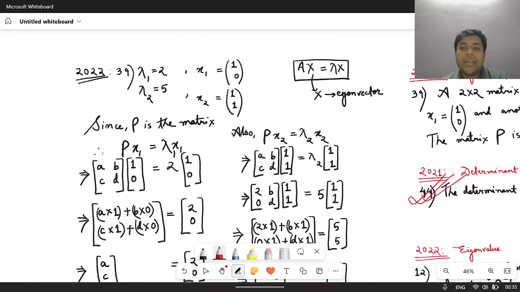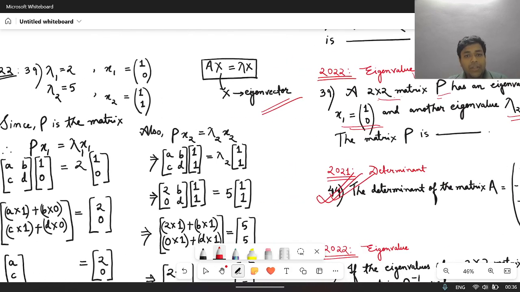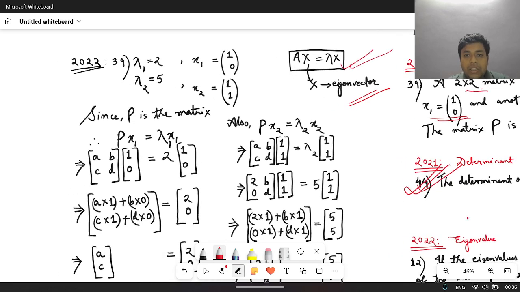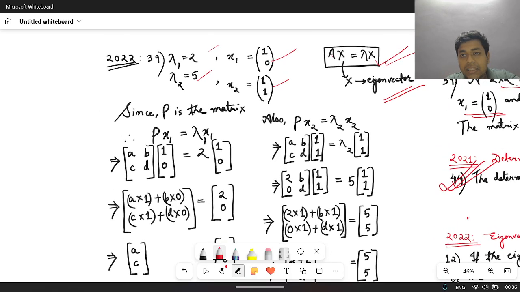See, the concept of eigenvectors will come here. The question given is that there is a 2x2 matrix P, with eigenvalues lambda 1 is 2 and lambda 2 is 5. Eigenvectors are also given. The first eigenvector x1 is 1 0, the second is 1 1. What will the matrix P be? Very easy because we will use this equation. Lambda 1 is 2, this is 5, both are given. Okay, now see, I told you that Ax is equal to lambda x. Remember this, A will be the matrix. Here the matrix is P. So I have written P.